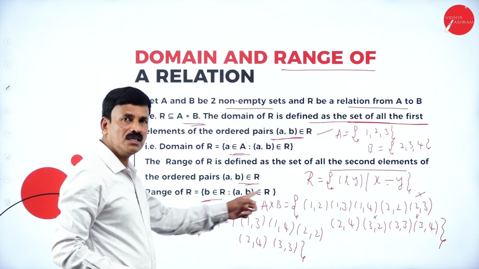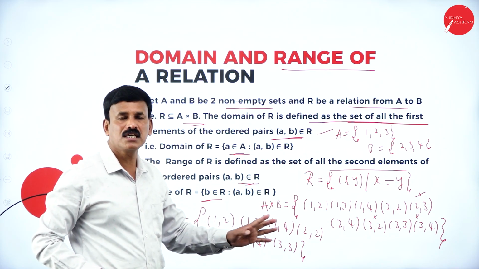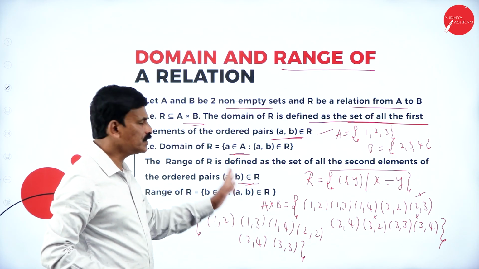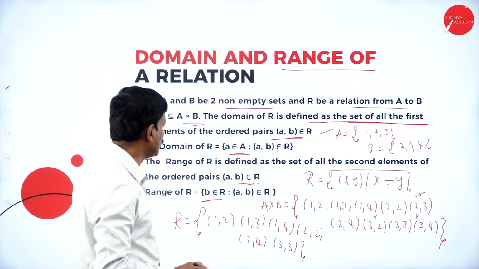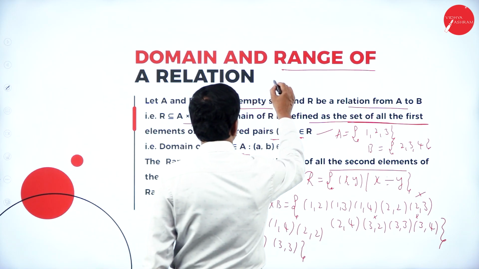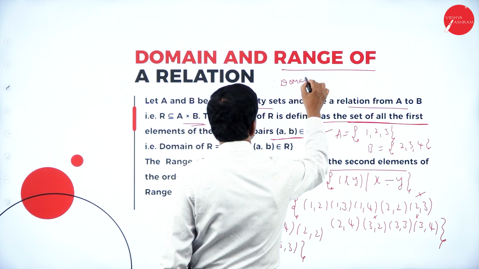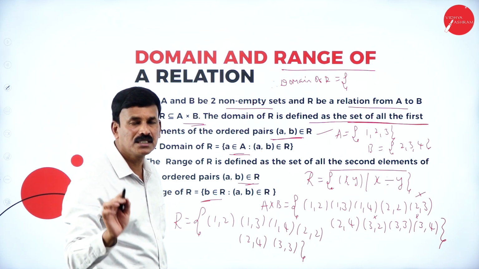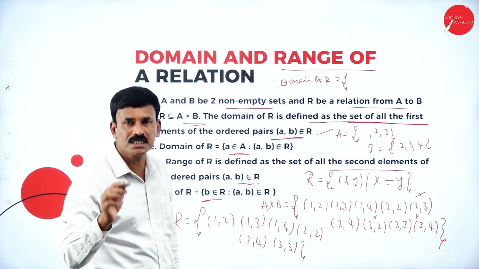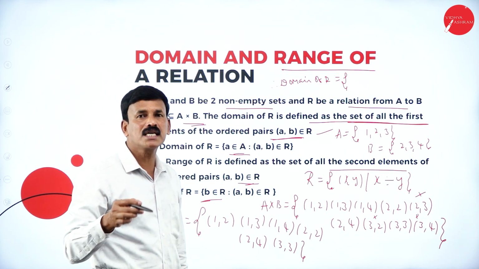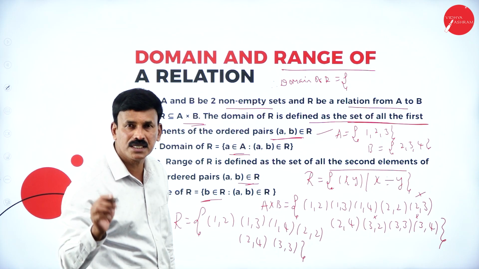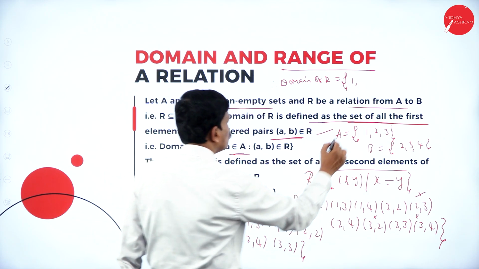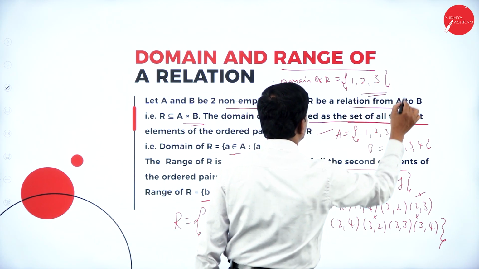See here the condition: the first element will divide the second element, x divides y. (1, 2), (1, 3), (1, 4), (2, 2), (2, 4), (3, 3). In this, let us write down the domain and range. Therefore, the domain of R is equal to the set of all first elements of the relation. The set of all first elements of the relation is called the domain, and the set of all second elements of the relation R is called the range. So, what are the first elements? 1, then 2 and 3. This is the domain of R.